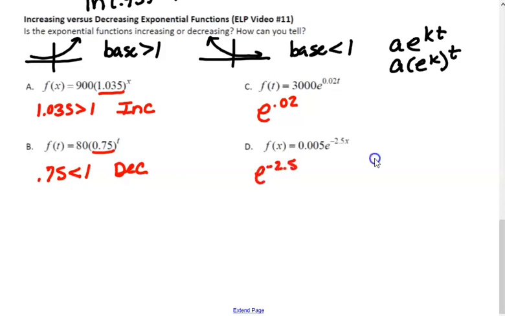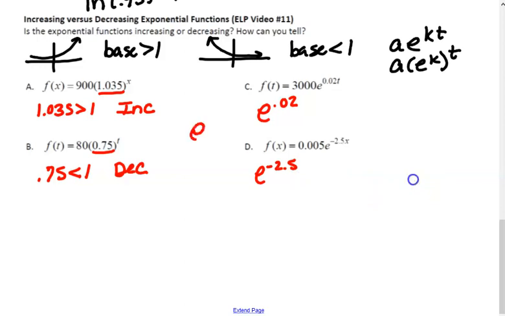Now, notice in all of these, I'm totally ignoring the coefficient. The coefficient does not determine at all whether the function increases or decreases. It's merely the starting point of the function when t or x is 0. And remember that, that is something I want you to recall.